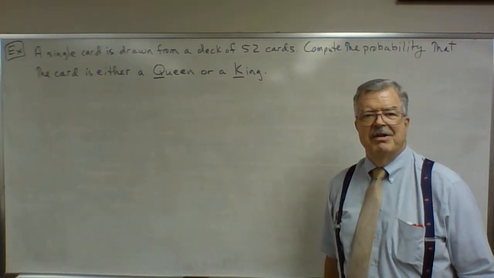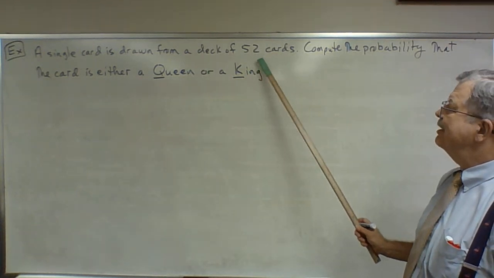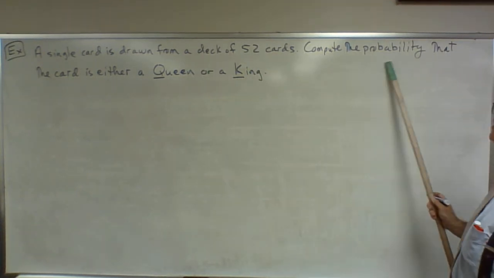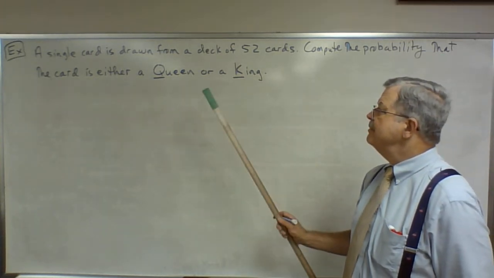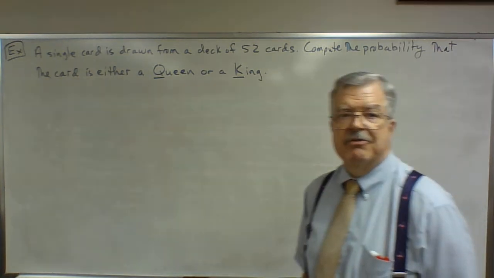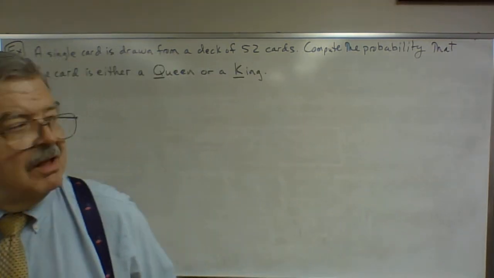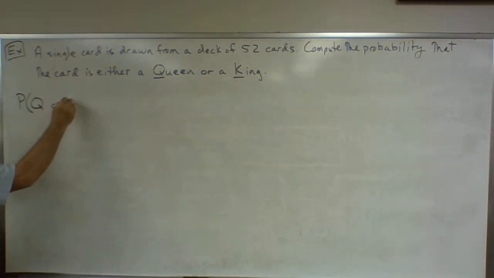Here's a little bit of a twist. A single card is drawn from a deck of 52 cards. Compute the probability that the card is either a queen or a king. Sounds straightforward enough. Probability of a queen or a king.